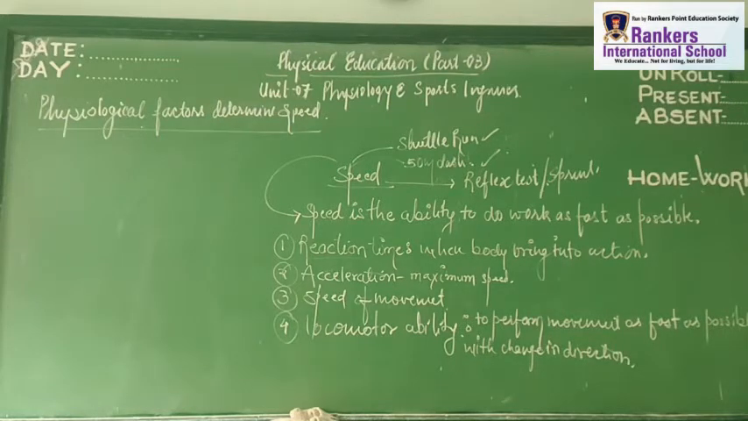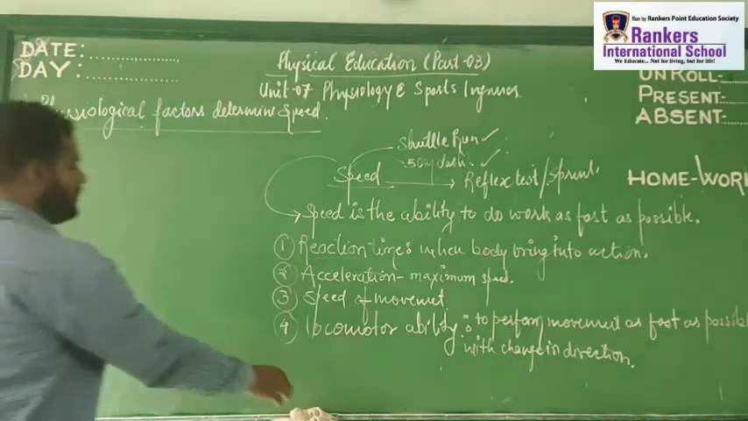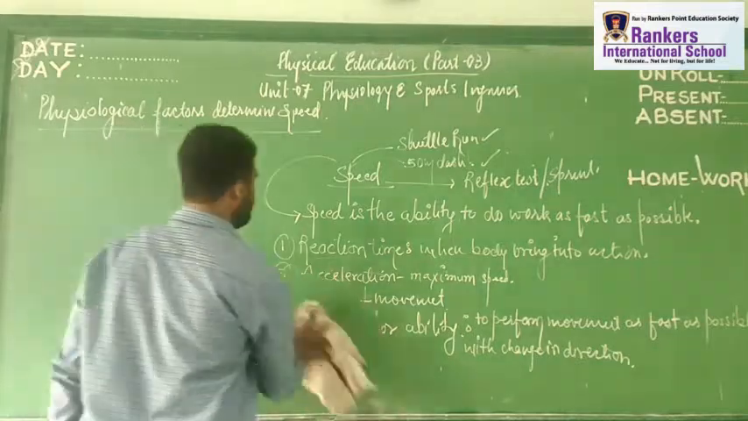So let's talk about the physiological factors on which speed depends. We have to study which physiological factors speed depends on, right? Speed is an ability to do work at a faster rate, as we all know. There are 4 components that we know: reaction time, acceleration, speed of movement, and one more, locomotor ability. Got it? Let's start and understand what the physiological factors are which determine speed.